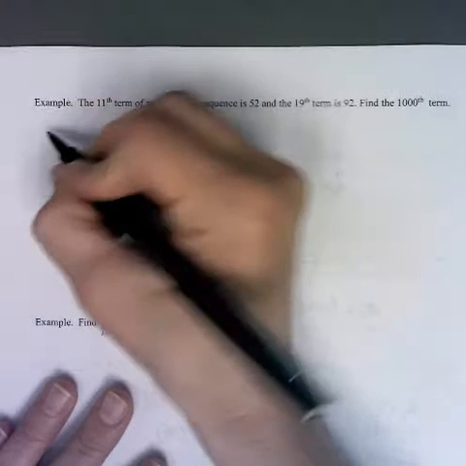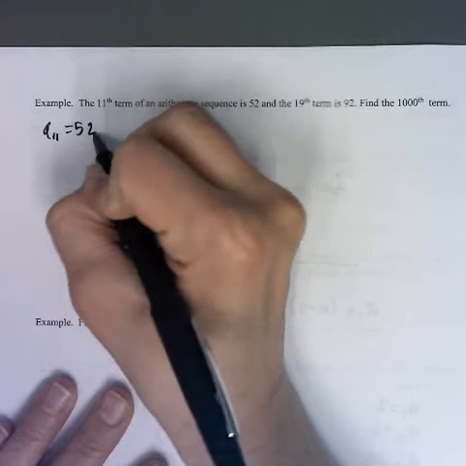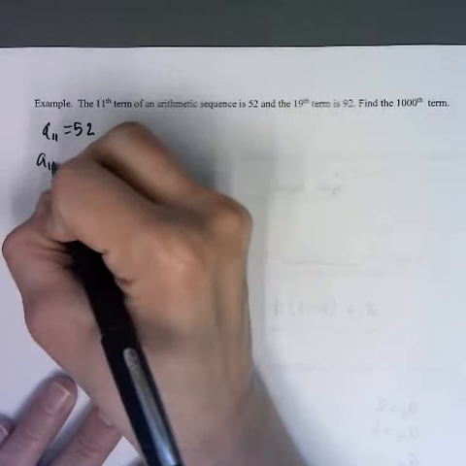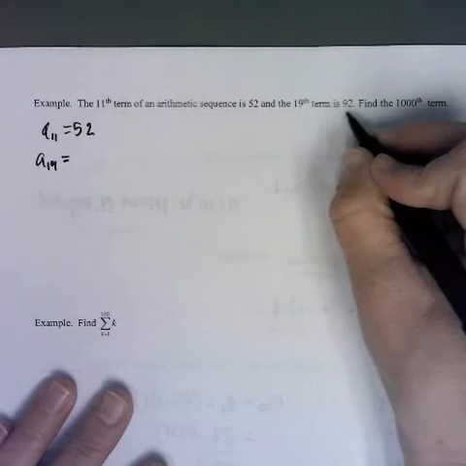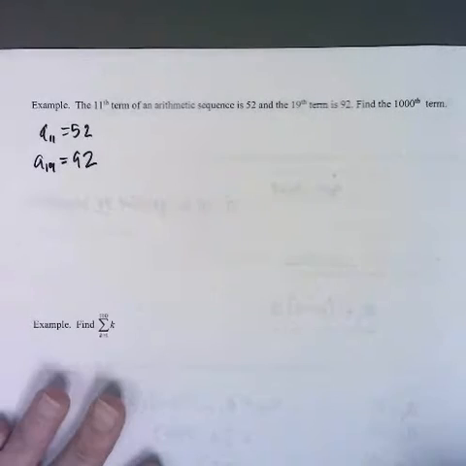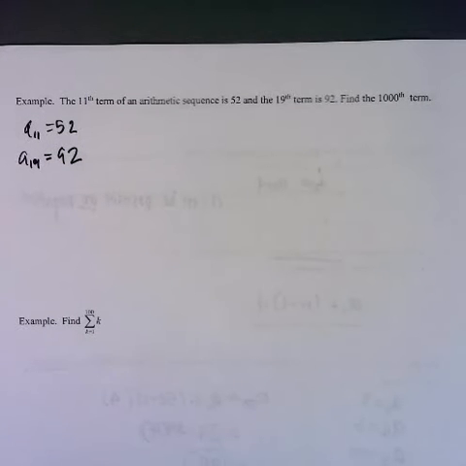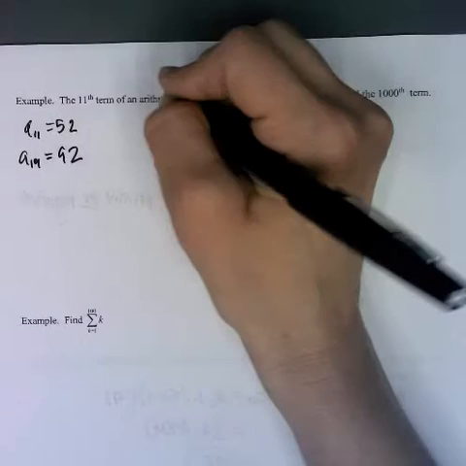All right, in the next example, again, we're told the sequence is arithmetic. This time we're given a sub 11 is 52 and a sub 19 is 92. We want to find the 1000th term. Obviously we don't want to count up to 1000, right? So again, the key here is understanding this is arithmetic.